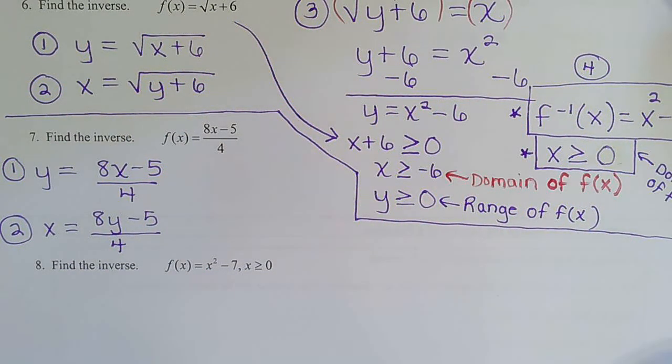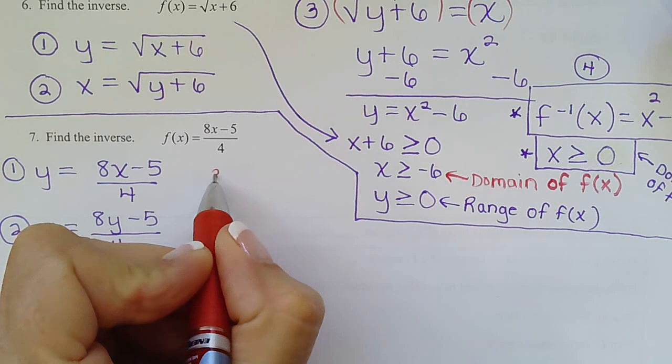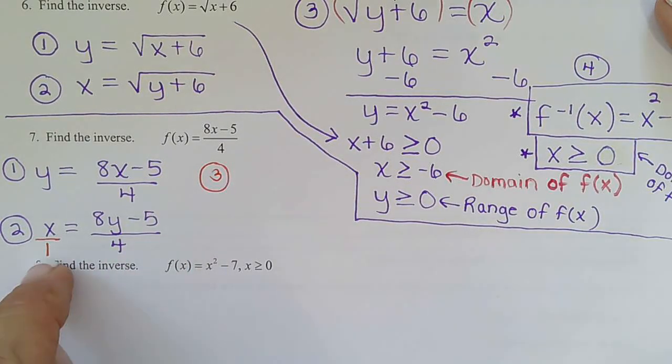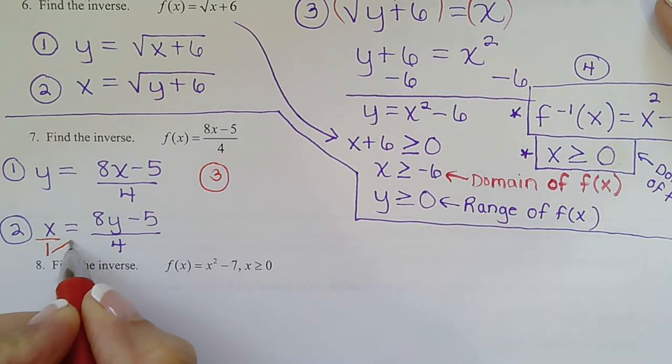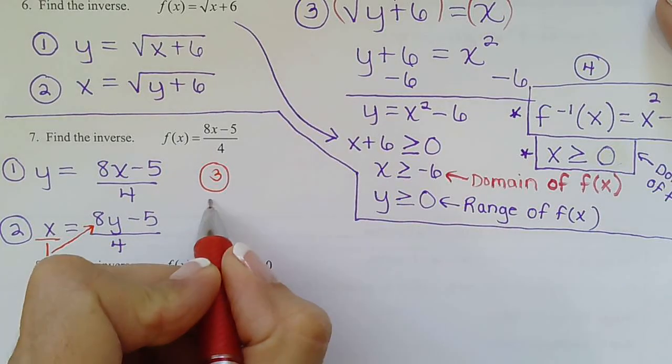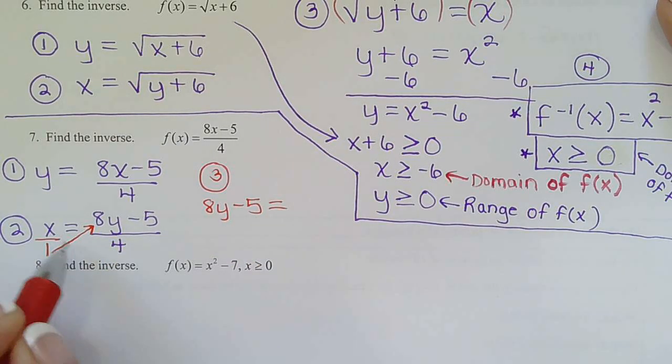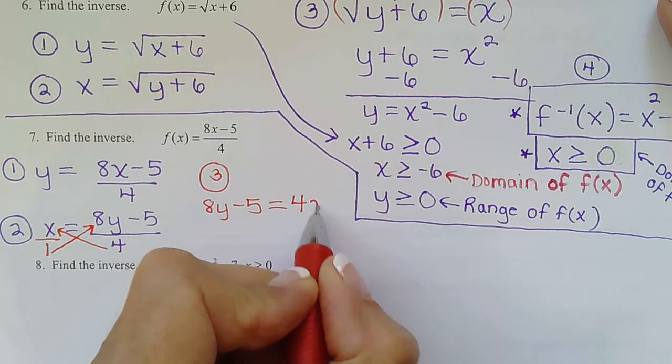So step 3 is to get y alone. So shall we do the whole cross multiplying thing again? Anytime one side's a fraction, I always do that. So this side will get 1 times 8y minus 5, which is 8y minus 5, equals, and this way we get 4x.